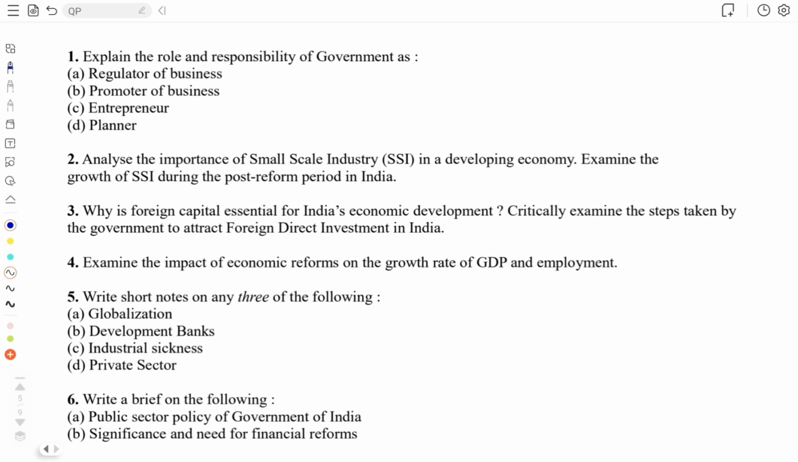Okay, next is industrial sickness. So what is industrial sickness? Whenever there is a steady imbalance in the debt equity ratio and distortion in the financial position of the unit, then we say that the unit is sick. A sick unit is unable to support itself through the operation of its internal resources. So that is industrial sickness. Next is private sector. So what is it? The economic system that is run by individuals and companies. You can write down what you know about it.